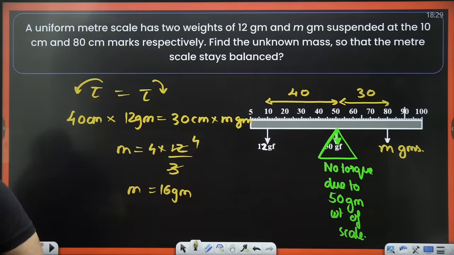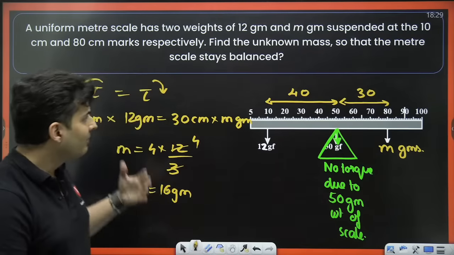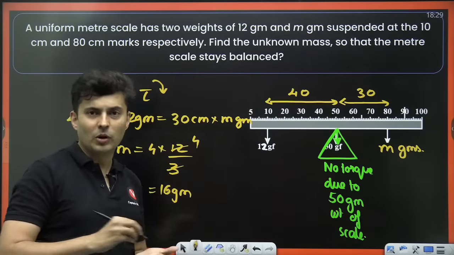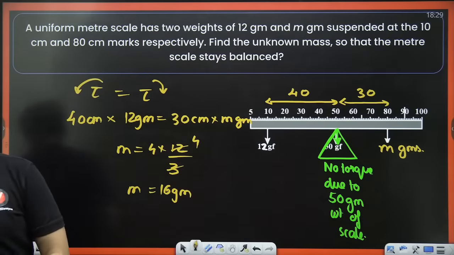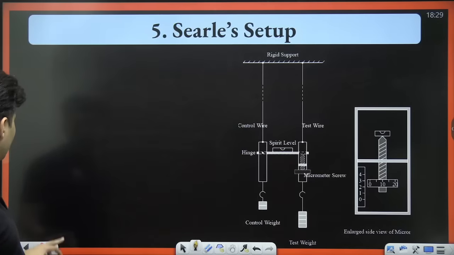Okay. Unable to write the question. Don't worry. Even if you are unable to write the question, we'll be giving the PDF later on so that you can see the question. You don't have to copy down all the questions. We'll be giving you all the questions. Very simple kind of questions come on this. There is nothing great in this. The answer given here was wrong.